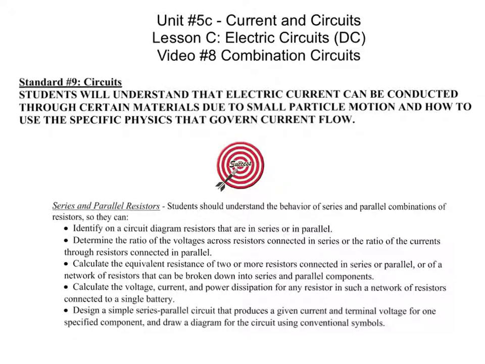Well, welcome to the final video of Unit 5C. In this video, we're going to consider circuits that involve both series and parallel resistors. So circuits where there's a part of the circuit that's in parallel and a part of the circuit that's in series. We're going to develop a strategy to solve problems involving combination circuits. Then we're going to end by looking at the way that capacitors behave in a circuit. So let's just jump right on into it.